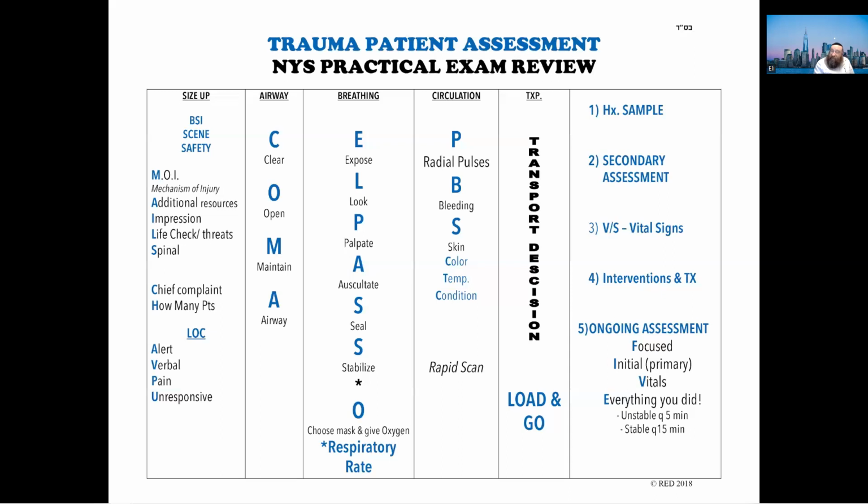Does anyone have a specific question on that column? Okay, I will address things obviously as we go along. Airway. So now we're going to do airway. We have this acronym COMA, and that stands for the 3 things you have to do to deal with an airway. You have to clear the airway, open the airway, maintain the airway, and A for airway, so that we have a word, COMA. 3 things.